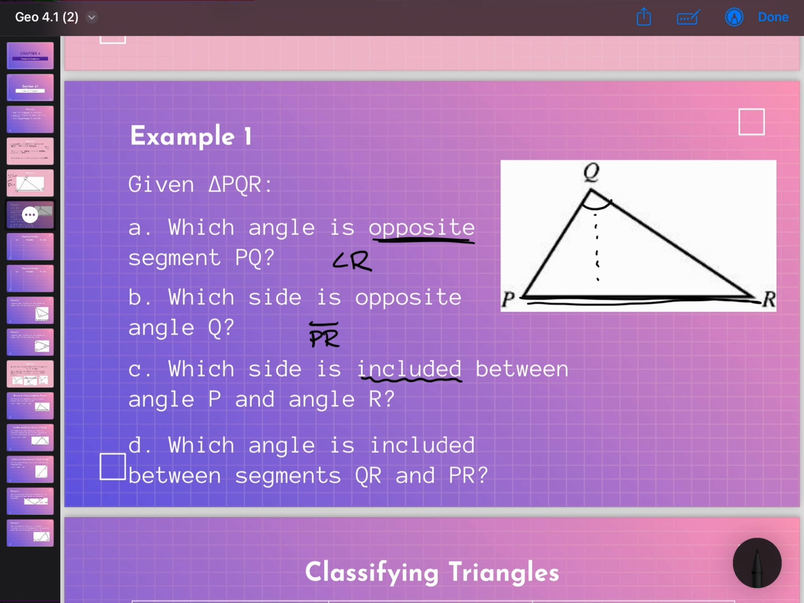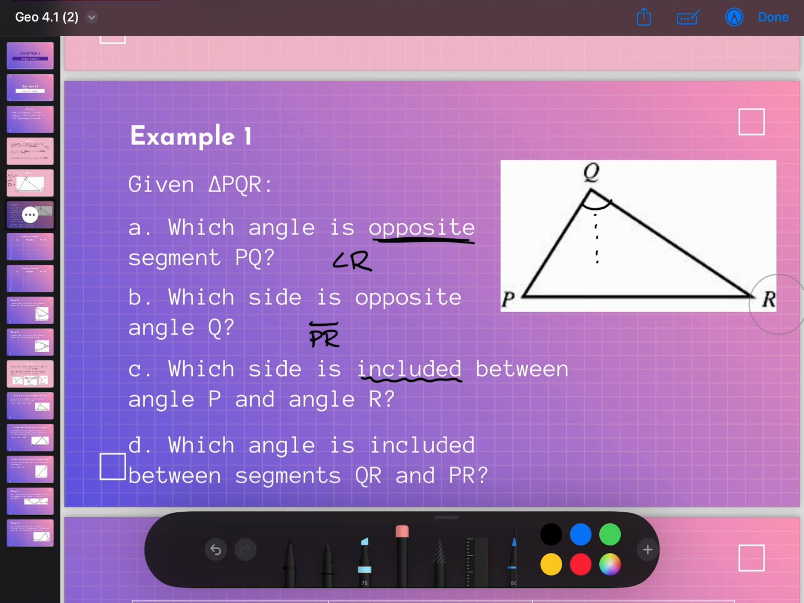Which side is included between angle P and angle R? When we say included, it kind of means in between. So here's angle P and here's angle R. Well, the segment that's in between those is side PR.